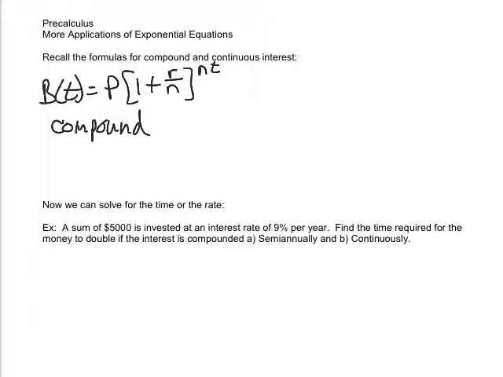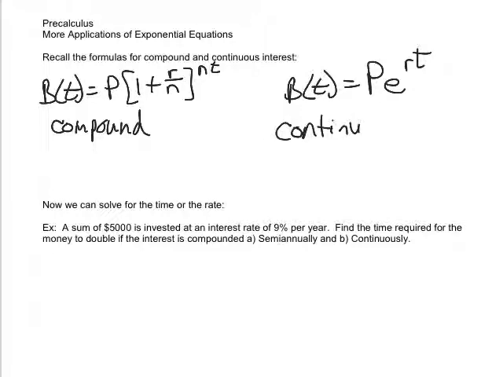And then we also have one for continuous interest. The balance in a bank account is going to be the principal amount, and this time it's times e to the rt, where the rate is explicit. That's the continuous rate. So whenever you see the word continuous, you know you've got to have a base of e. All right, so now we can solve for the time or the rate.